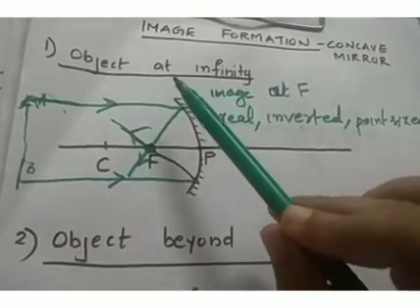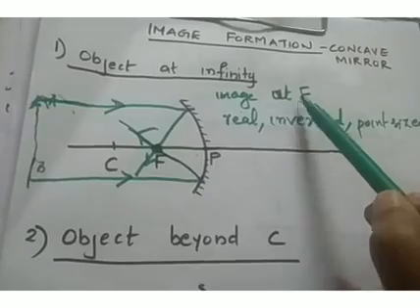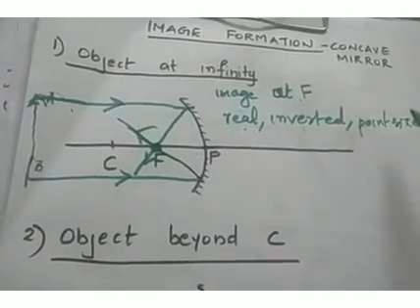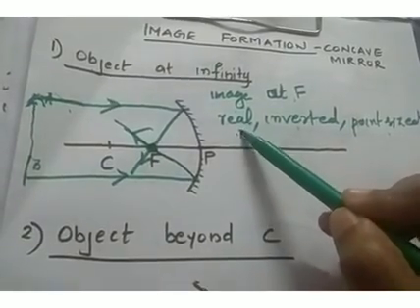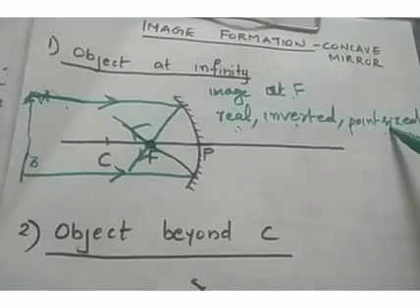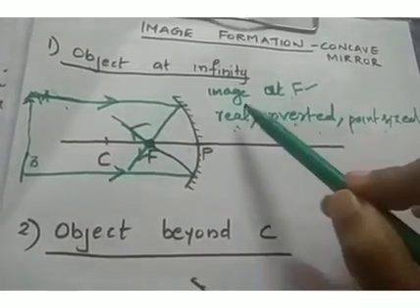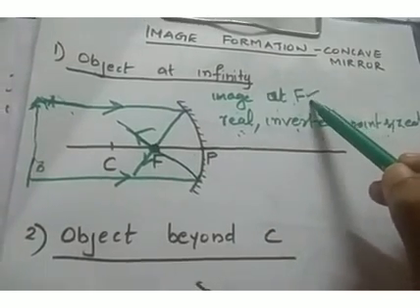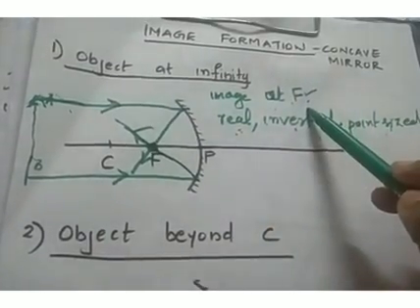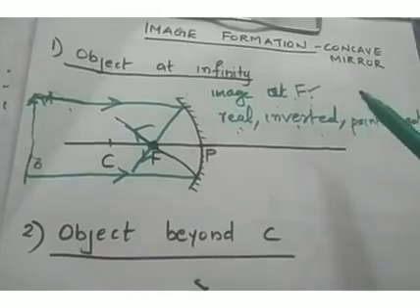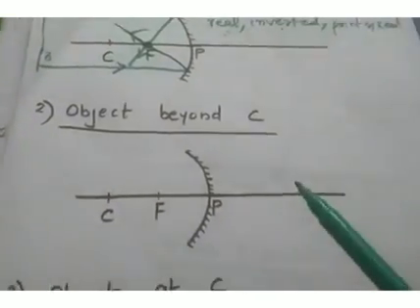Okay, so whenever the object is at infinity, image is formed at focus. It will be a real, inverted and point sized image. So this is the nature of image: real, inverted, point sized. And this is the position of image. Image is formed at focus. Okay, so when the object is at infinity, where is the image formed? Image is formed at focus. Now we can move on to the next position of object.